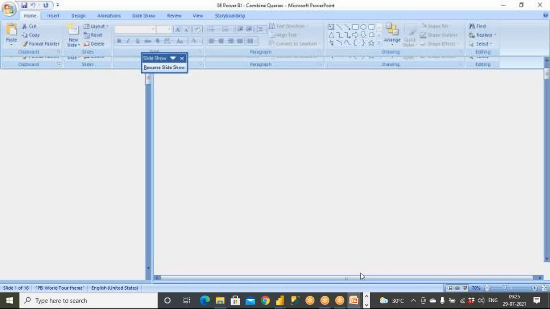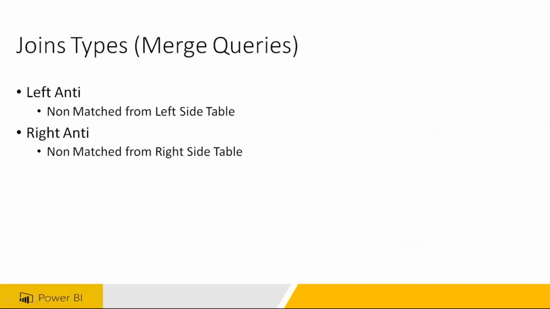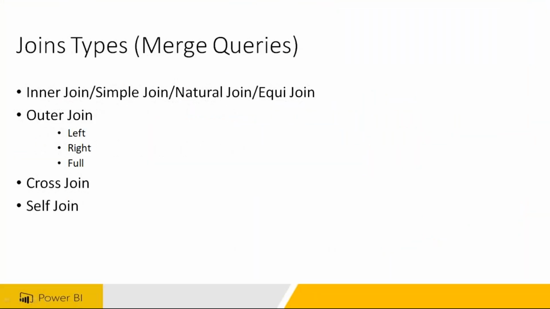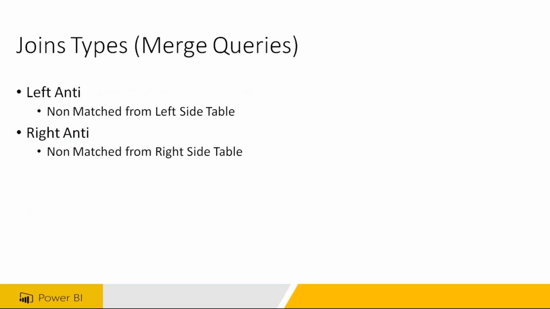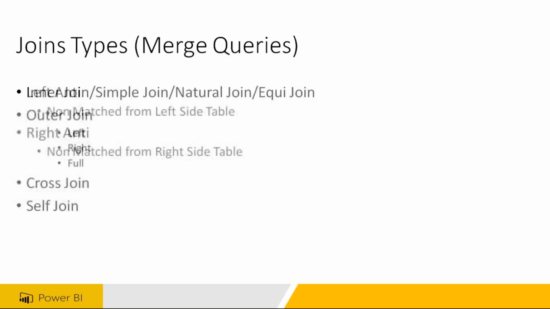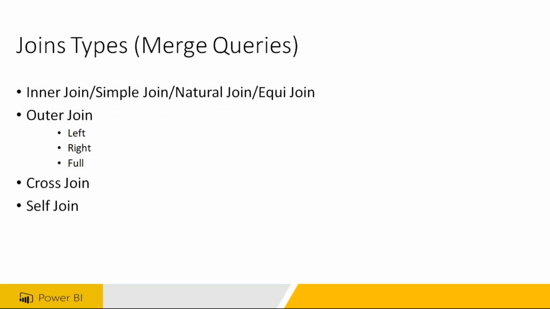So tomorrow we'll work on some more joins. What are the other joins we have? Cross join and self join. That is what we'll discuss tomorrow, and we'll see some more visualizations and everything. Any other questions? What is a left anti, right anti, we discussed, right? So we'll see cross join and self join tomorrow.